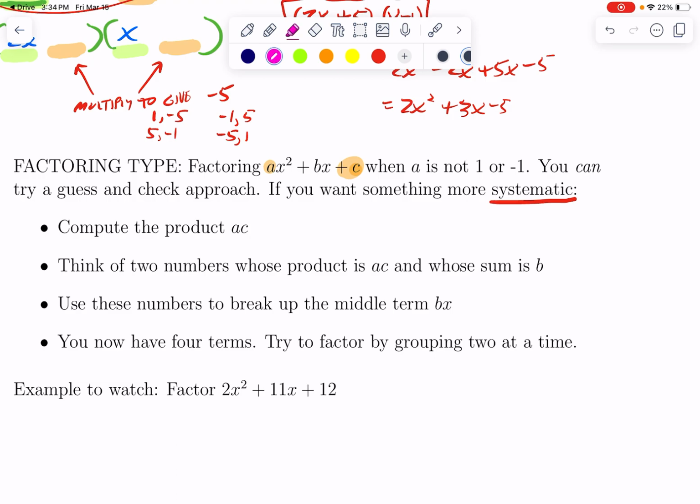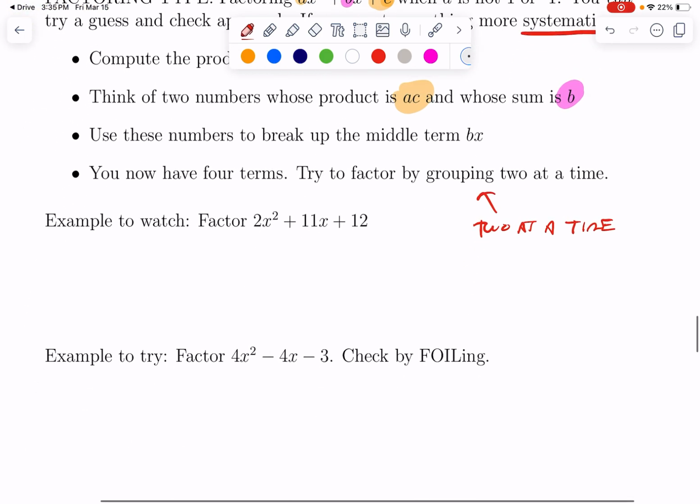We're going to do the same thing as we did before in terms of thinking about a product and a sum. We want to come up with two numbers whose product is A times C and whose sum is B. Then we will use those to break up the middle term, and we'll use a technique called factoring by grouping. That basically means 2 at a time. Let me show you an example.